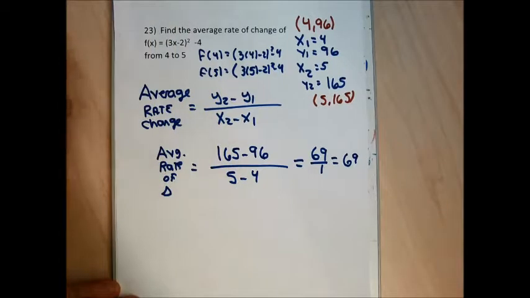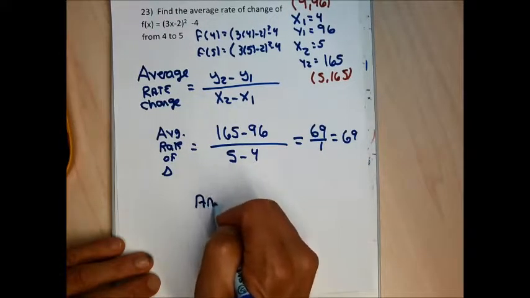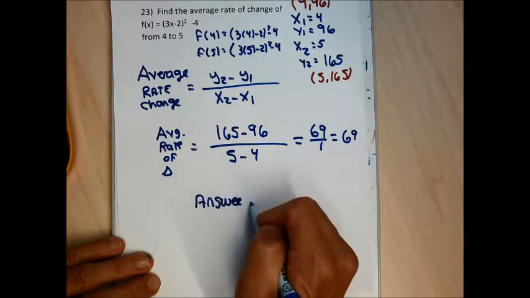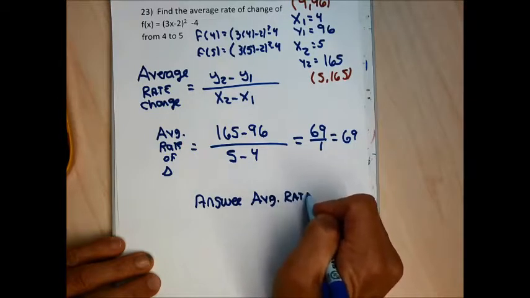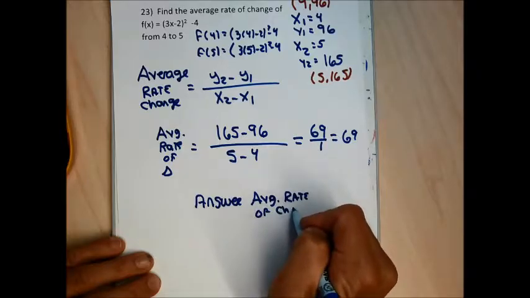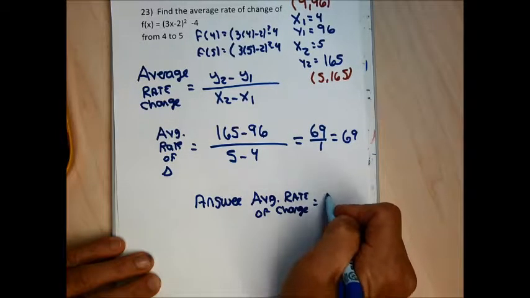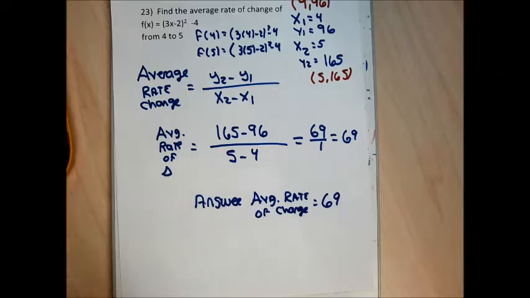So my answer to 23, the average rate of change equals 69. If you just wrote the number 69, that would be fine.